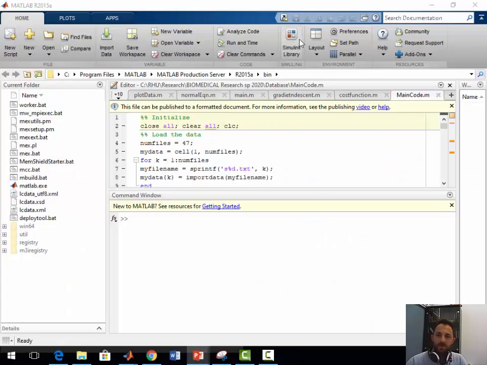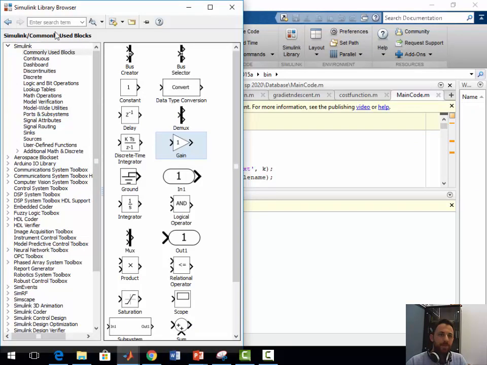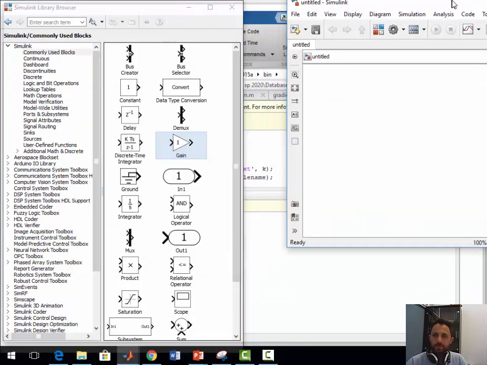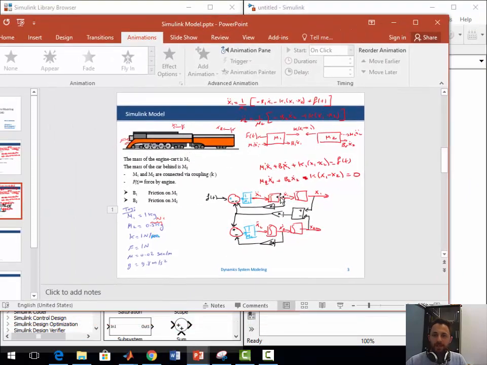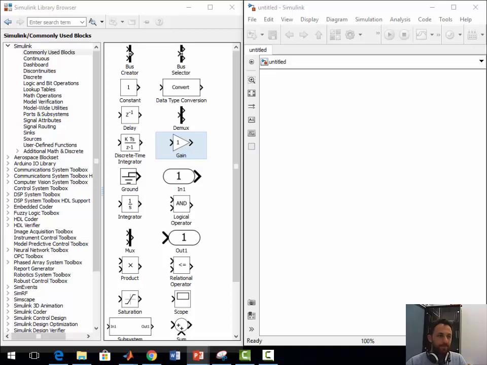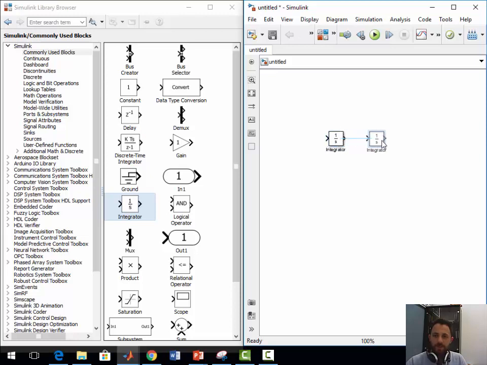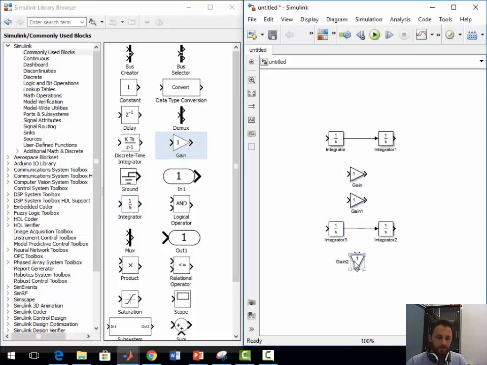Now we have MATLAB. We can go to the Simulink library and create a new model. From our modeling we have the integrators, we have a summation term, and we have the gains. Let's add them. So we have the integrator. You can hold the control key in order to have multiple objects of the same element.